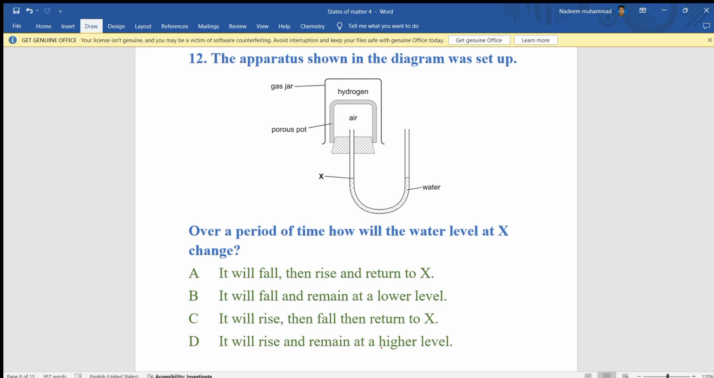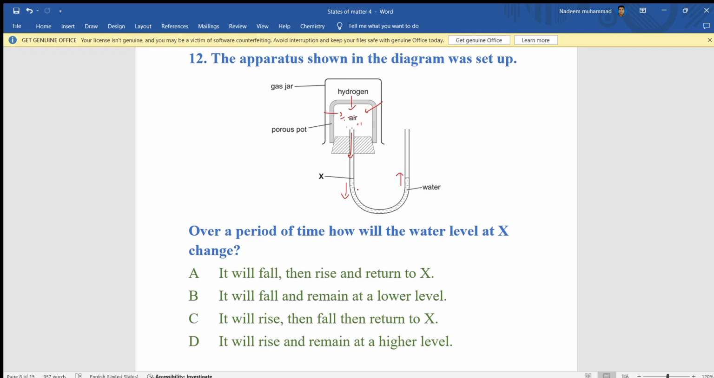Now in the beaker we have hydrogen gas. So it's a lighter gas than air. So the rate of diffusion of hydrogen will be more as compared to air. As a result, what will happen? The pressure inside the porous pot will increase, the level of X will move down, and the level will rise on the other side of the U-shaped glass tube.